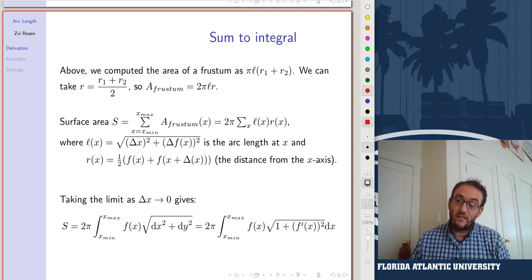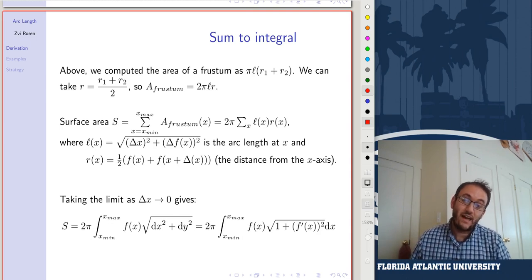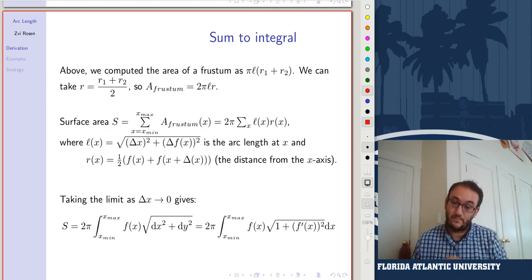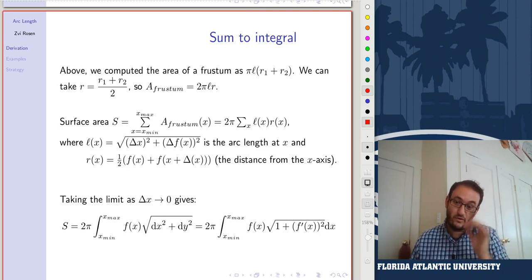The surface area of the entire surface, S, will be equal to the sum over all x values of the area of the frustum situated at position x, which can be written as 2 pi L of x, R of x. We just factor the 2 pi out of the sum, where L of x is equal to the square root of the change in x squared plus the change in f of x squared. That's the arc length at x, which corresponds to L, the length along the diagonal of the frustum. And R of x is given by 1/2 times (f of x plus f of x plus delta x), the average of the value of f at the two endpoints of that interval.